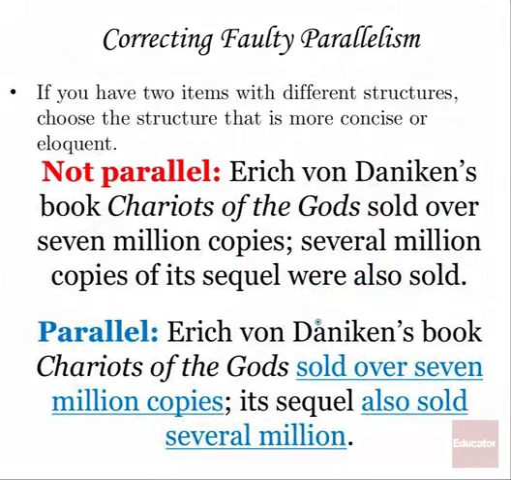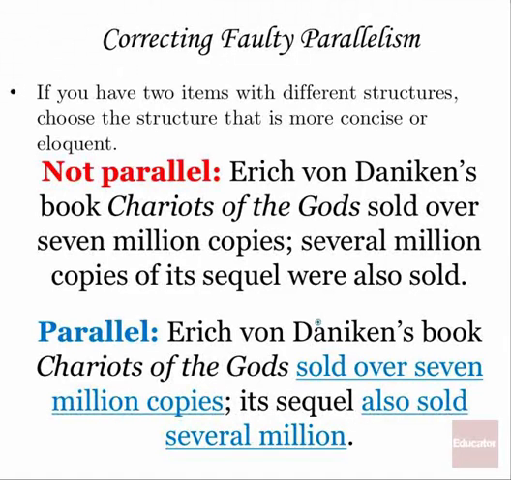If you have two items with different structures, okay, well, now you can't go by majority rule anymore, so what do you do? You choose the structure that is more concise or eloquent. Basically, choose the one that sounds better. Erich von Daniken's book, Chariots of the Gods, sold over 7 million copies. Several million copies of its sequel were also sold. This is a grammatical sentence, but it's not all that parallel, or, it's not all that memorable.